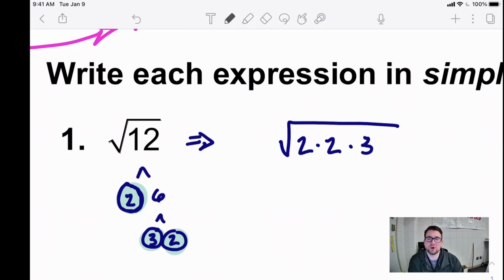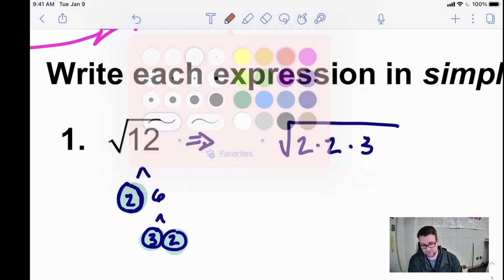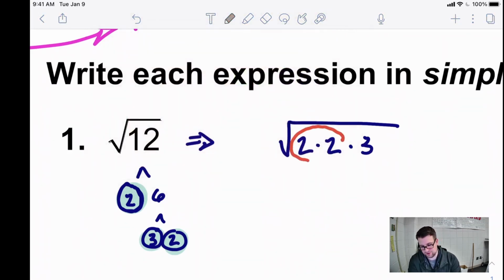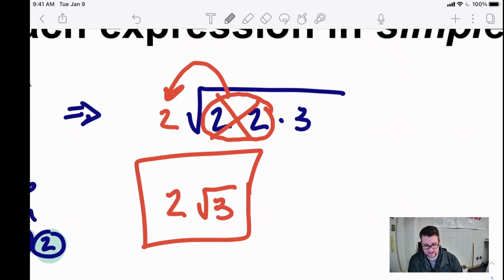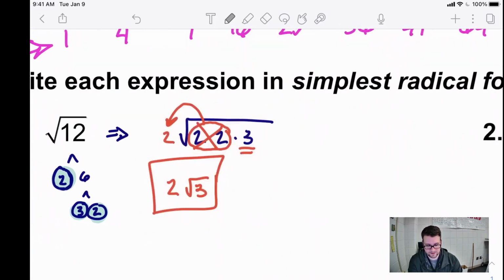Now, what we're going to do next is what I like to call a 2-for-1 special. Anytime you have 2 of the same number, which we do have here, we can pull one of those to the outside. And when we pull it to the outside, these 2 actually cancel out. So I'm going to have a 2 on the outside, and on the inside, I'm going to have the square root of 3, because 3 was still stuck in there. We weren't able to pull that out. Let's look at another problem.